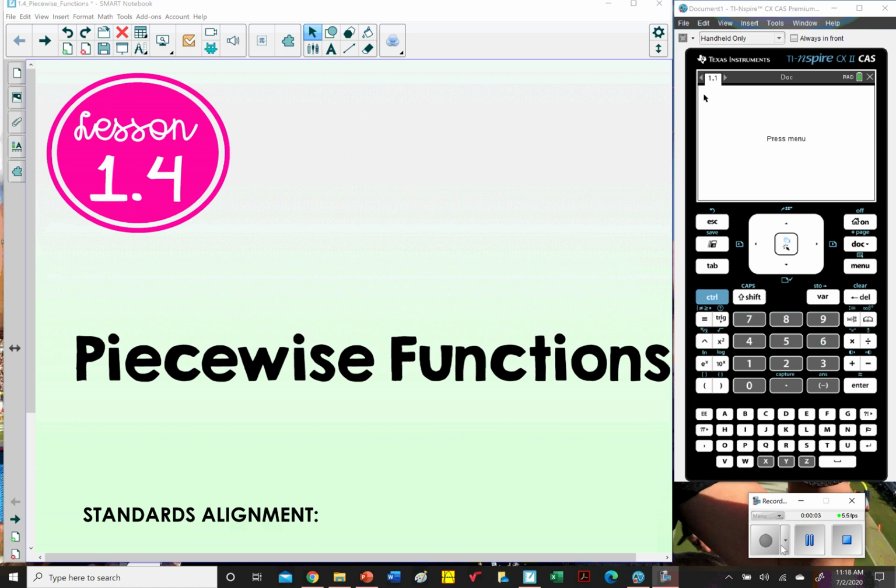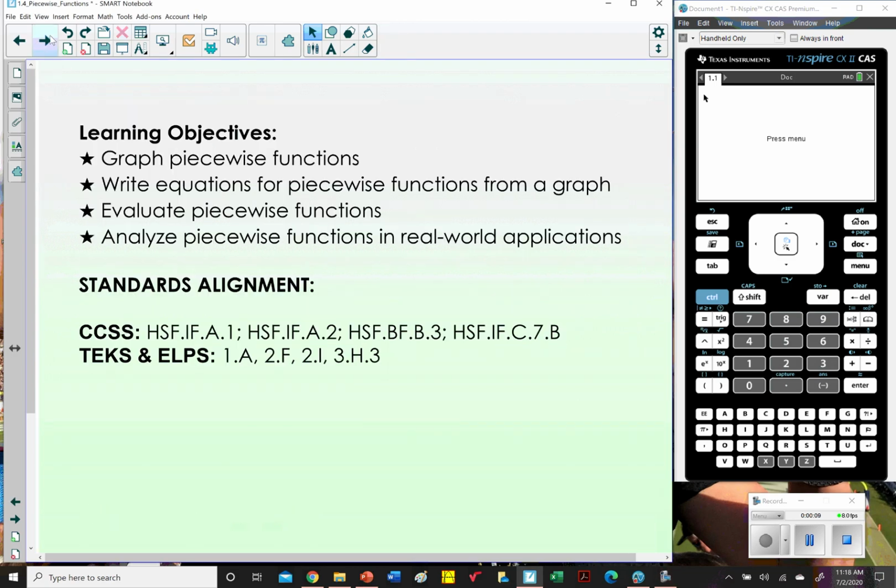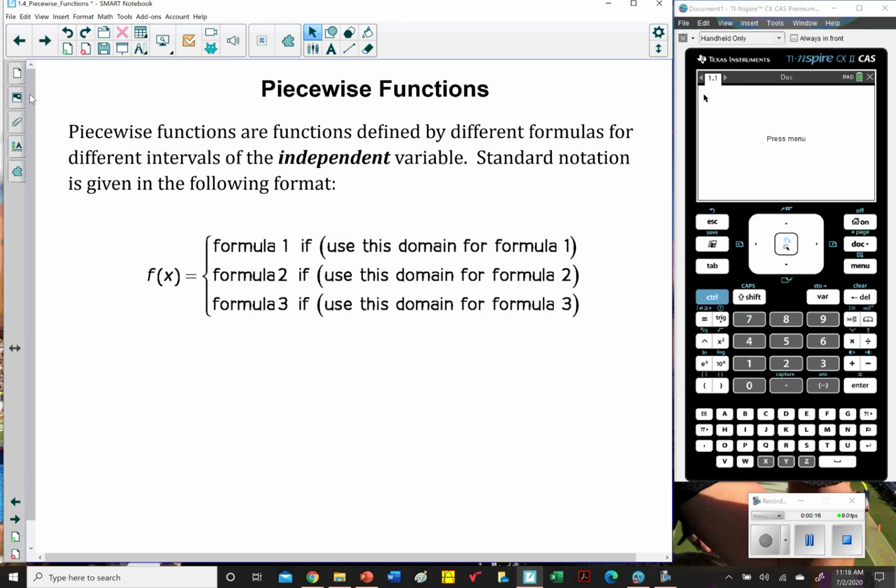Hey everybody, we're on lesson 4 today, talking about piecewise functions. We're going to graph them, write equations for piecewise functions, evaluate them, and then do some real world applications.